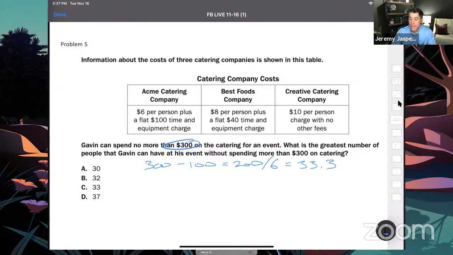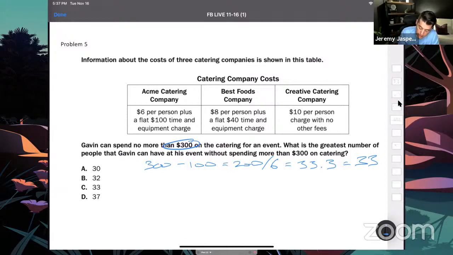In this scenario, I can't have 33 people and then a chair with a third of a person. I can't invite 33 and a third person, can I? So really, this equals 33. Okay, does that make sense? So for this first company, I got 33. Let's move on to the next one.